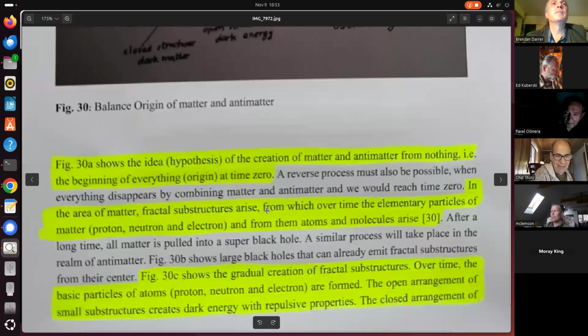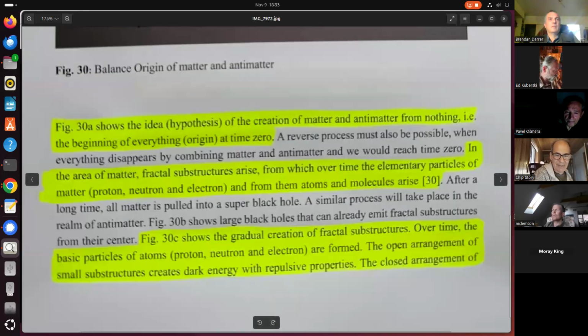Figure 30A shows the hypothesis of the creation of matter and antimatter from nothing, the beginning of everything, origin at zero time. And we know that this is actually the Turing wave moving back and forth, like I said, between space-time and time-space. A reverse process must also be possible when everything disappears by combining matter and antimatter, and we would reach time zero. In the area of matter, fractal substructures arise, from which, over time, the elementary particles of matter, protons, neutrons, and electrons, and from them atoms and molecules arise.